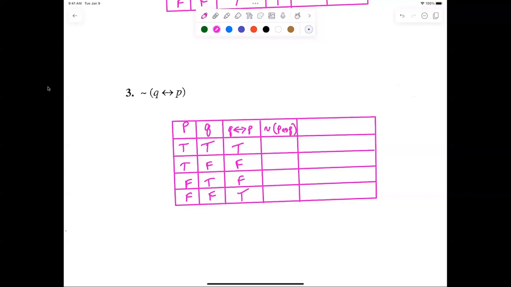And then I have the negation of that, not P if and only if Q. So now I have what? False, true, true, false. Come on, guys. I just don't think that's that hard. Does everybody agree? But once again, you have to know the rules. All right, we have to know the rules.